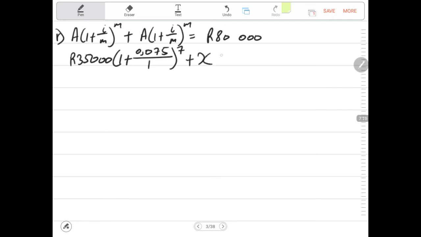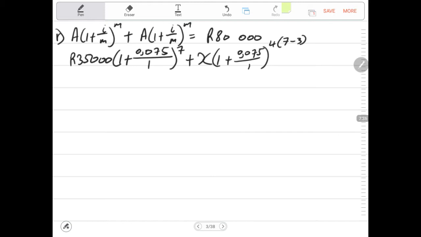But the next investment is X. We don't know. It will be 1 plus 0.075 divided by 1. Why divide by 1? Because interest is compounded once a year, to the power of 4. If you remember, I said that will be 7 minus 3. The focal date is 7. The investment will take place at the end of year 3.